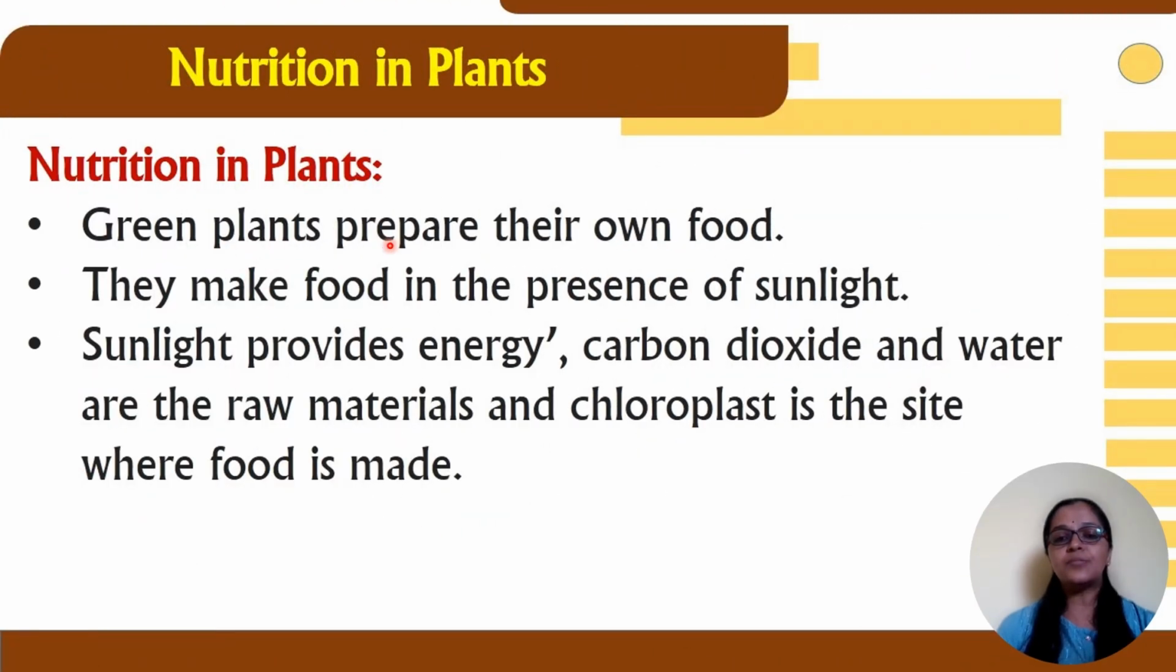Now, green plants prepare their own food, like I said earlier. The food is prepared in the presence of sunlight. Sunlight provides energy, carbon dioxide and water are the raw materials, and chloroplast is the site where the food is being made. Chloroplast is the part in the leaf, a cell organelle, containing the pigment called chlorophyll.